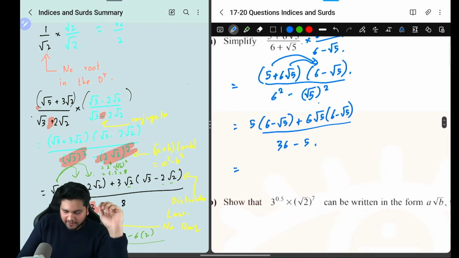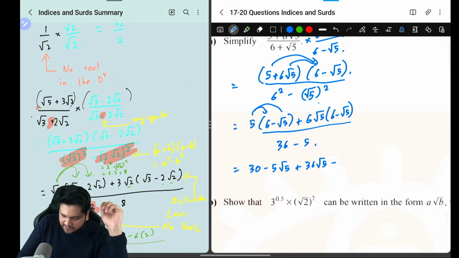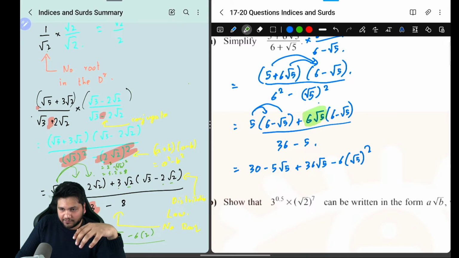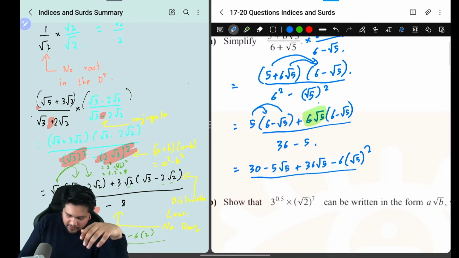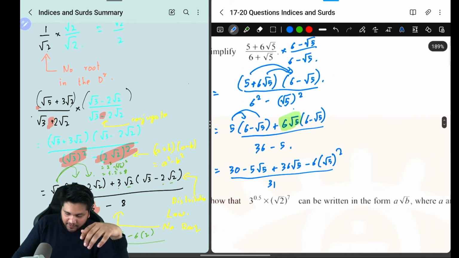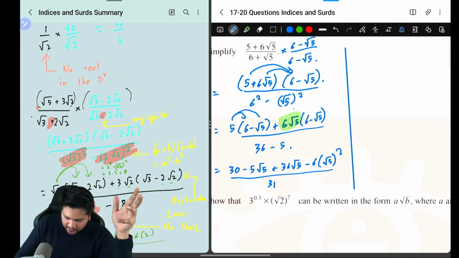Finally, I'll distribute: 5 into this, 5 into that. So I'll get 30 minus 5 root 5 plus 36 root 5 minus 6 into root 5 square. Now pay attention here. When I multiplied 6 root 5 with this root 5, 6 was as it is, but root 5 into root 5 became root 5 square. The denominator is going to be 31. This irritates a lot, you have to write the denominator every time. Now we'll continue. We'll get 30, and as I said, minus 5 root 5 plus 36 root 5.